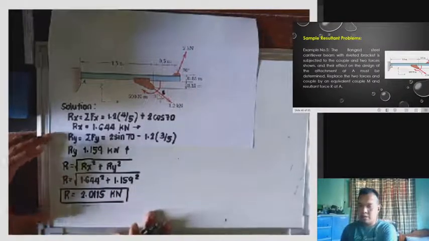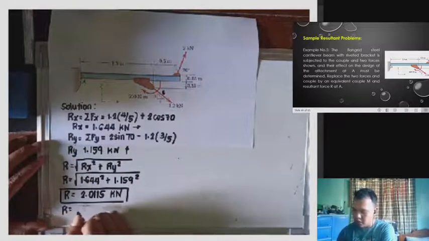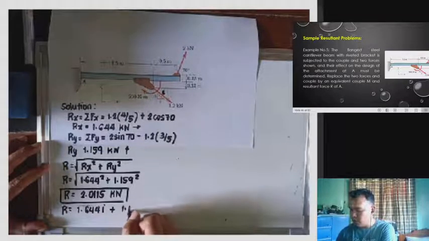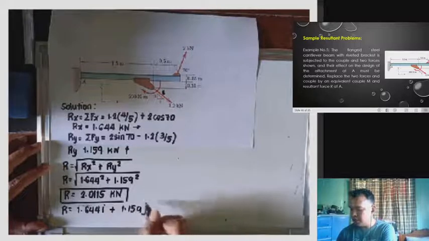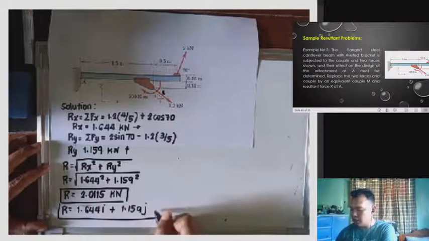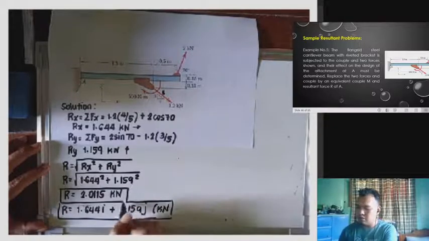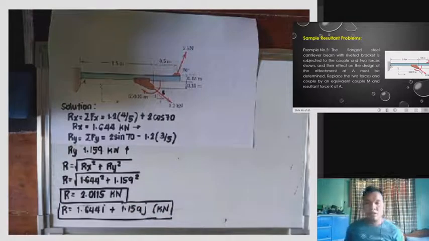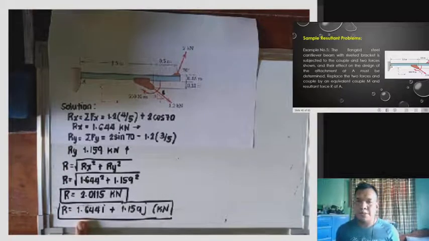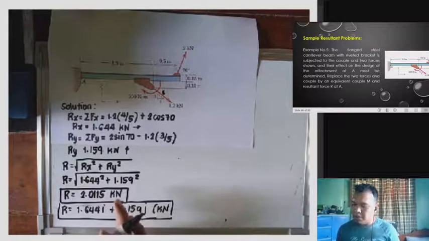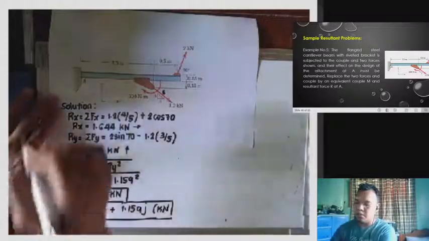Or pwede mong i-rewrite ng R is equivalent kay 1.644i plus 1.159j yung sagot natin. Basta may unit ka na kilonewton. Okay. So pwede pong ito at pwede rin pong ito. No? Kasi ito parang x and y component pa siya. So, ngayon, pinapahanap din po dun sa question natin si moment at point A. Yung moment dito.